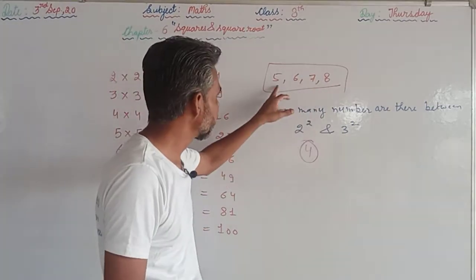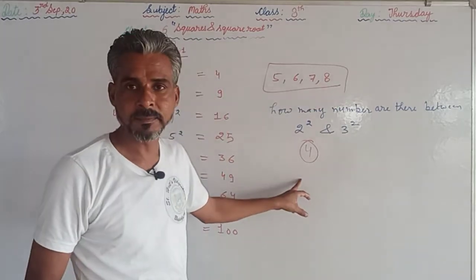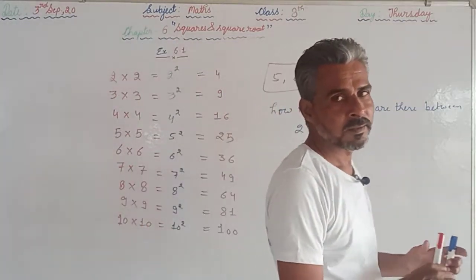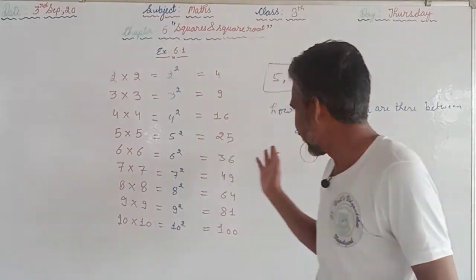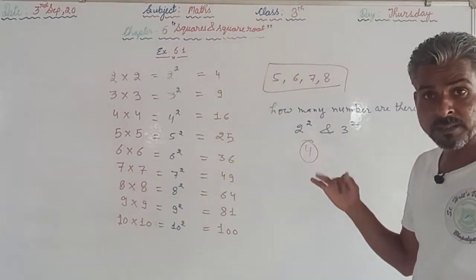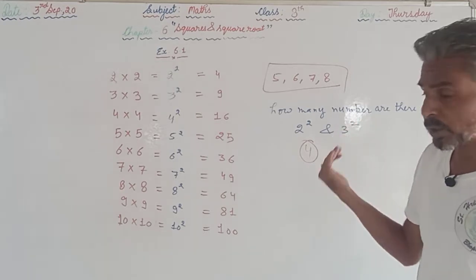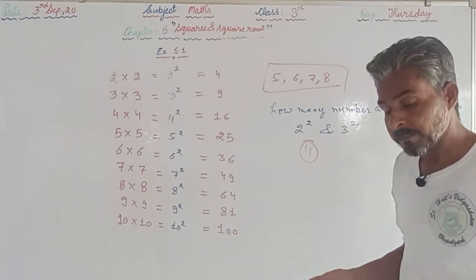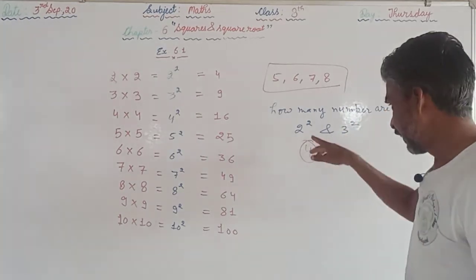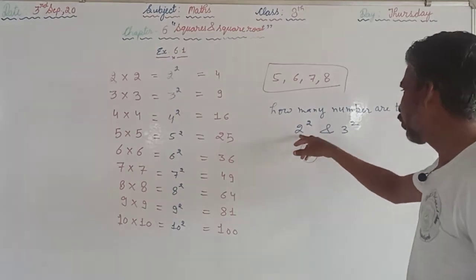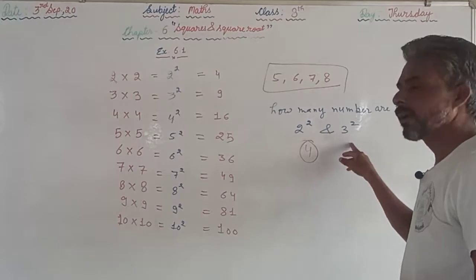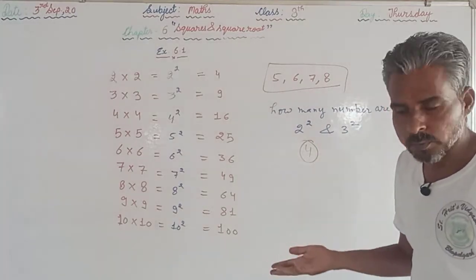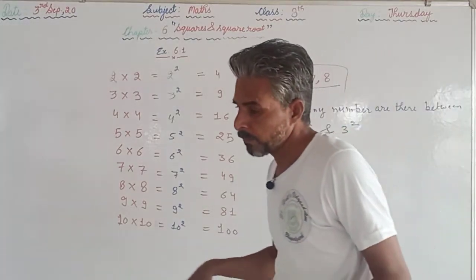How many numbers are there? 1, 2, 3, 4. Hence verified. So if the squares of two consecutive numbers are given like this, then we are supposed to find the numbers between their squares. Then we are supposed to double the smaller number. If it would have been 4 and 5, 4 2s are 8, or 11 and 12, 11 2s are 22. So like this we are supposed to use.